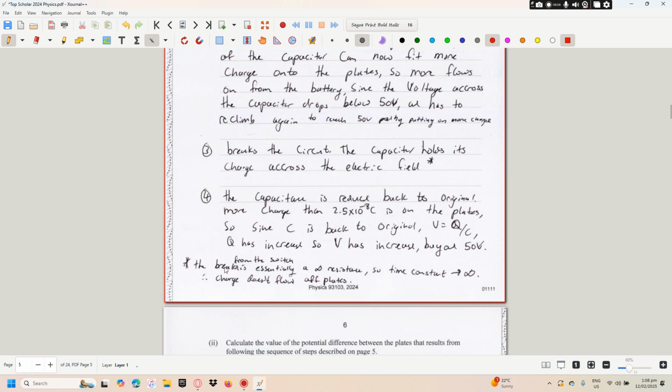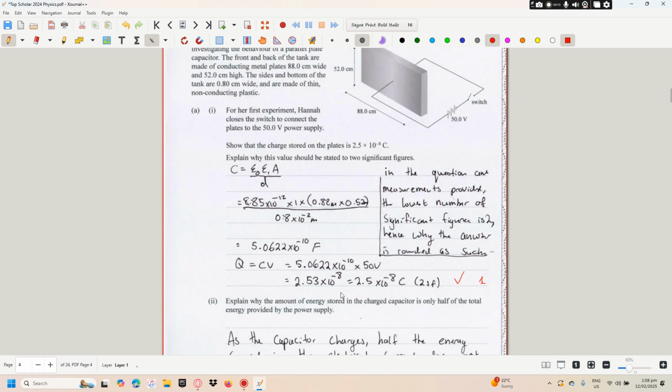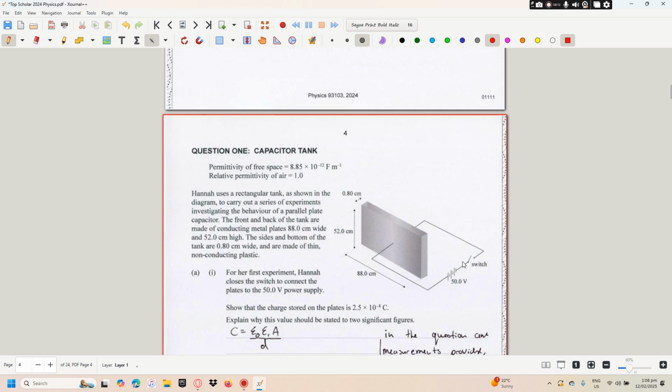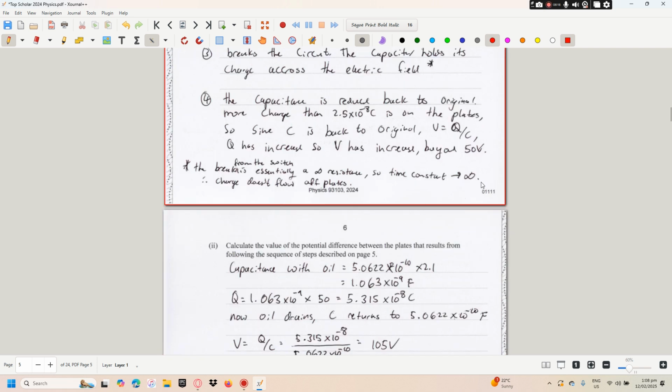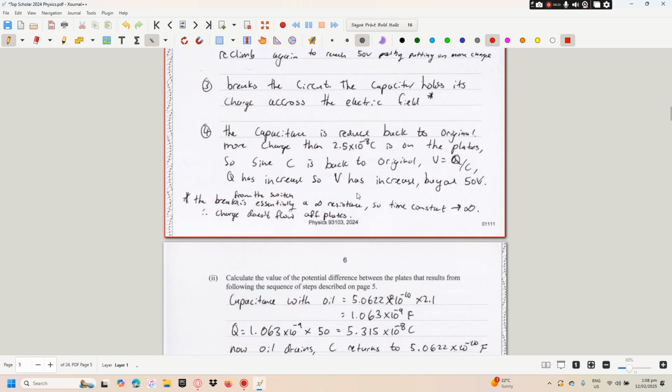The reason for this is quite technical, but the break in the switch, the break in the circuit, is effectively an infinite resistance, and so the time constant will go to infinity, and therefore charge doesn't flow off the plates.